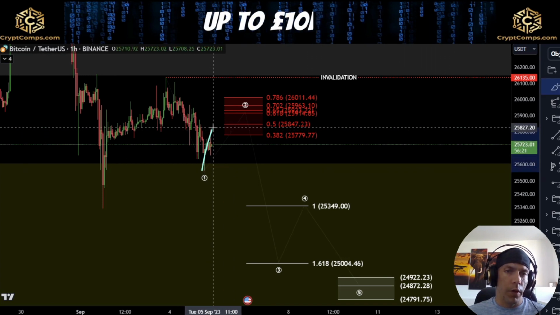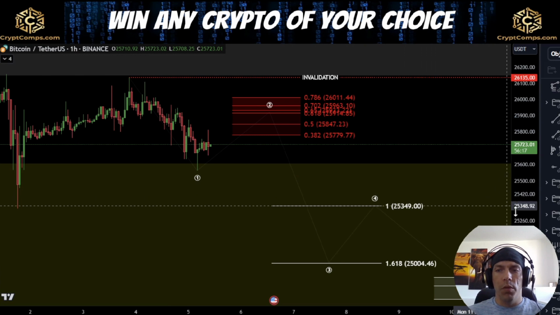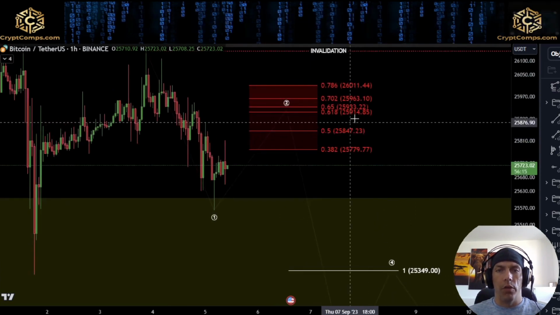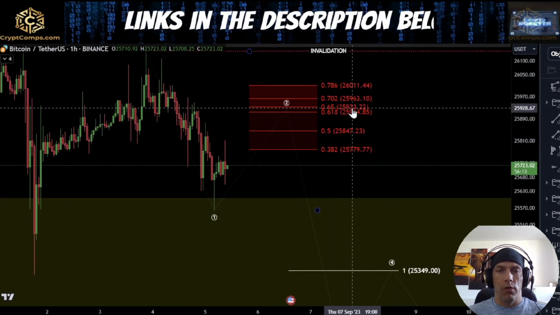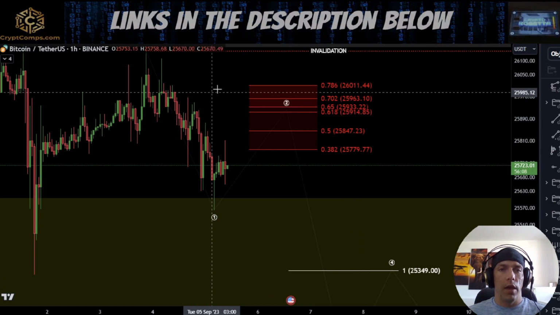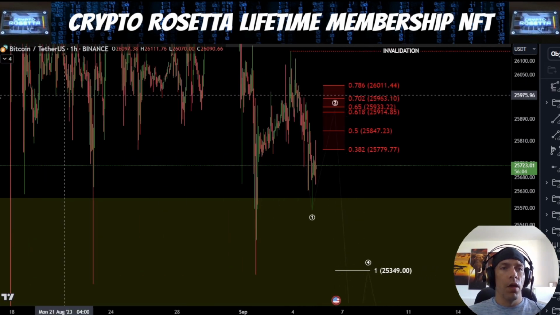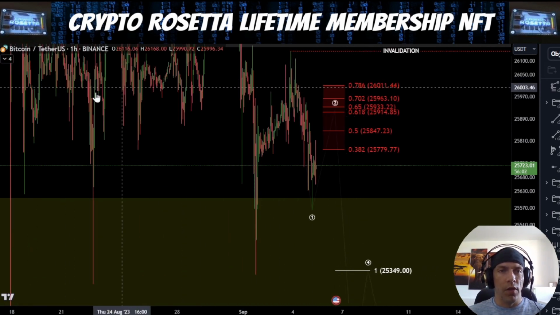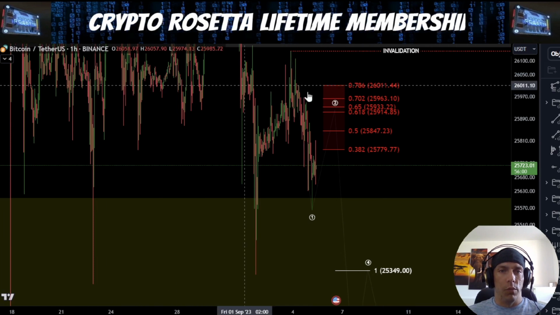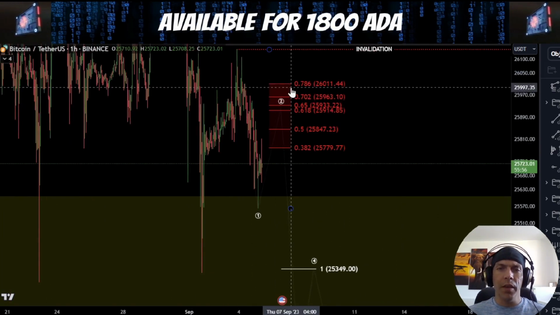If we do look to find support here, see something like this, and then see another push to the upside, I would be interested to see how we react higher up here towards this 25,933 level to this 25,914. Other areas of interest would be up here at this 786 at this 26k level, because this would be bringing us back into this line of horizontal resistance and support that we've got in this area. So I'm going to be keeping an eye on this.